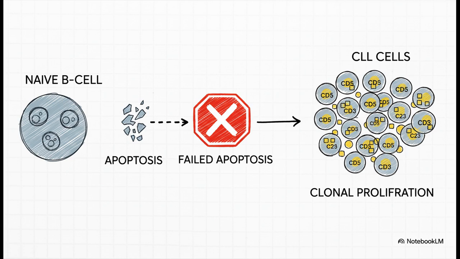It's a cancer of failed apoptosis. And as part of this malignant change, the CLL cells pick up two new, very characteristic markers, CD5 and CD23.